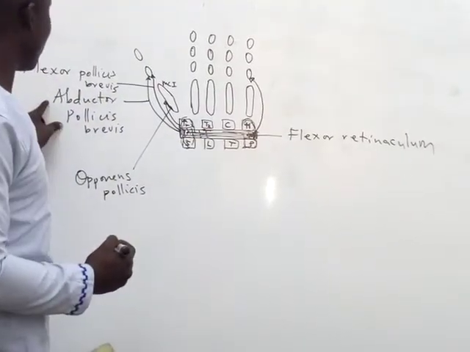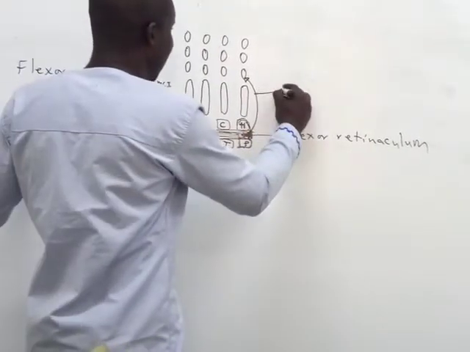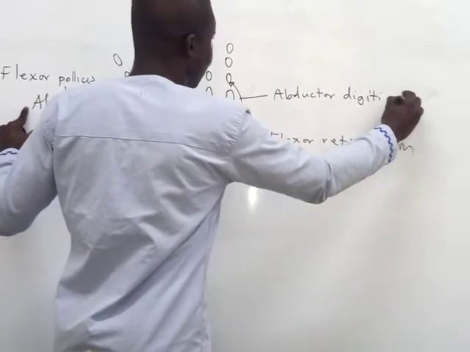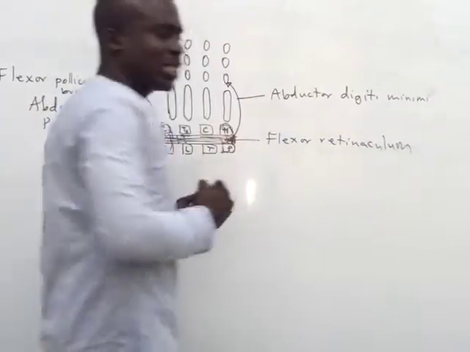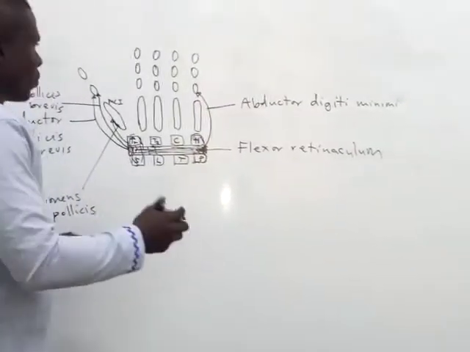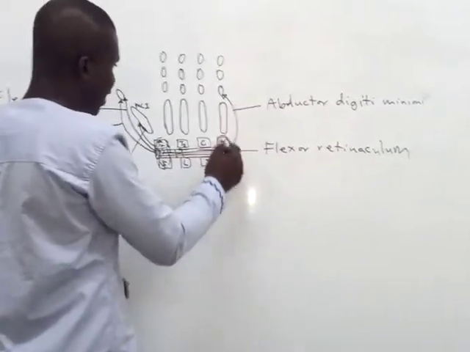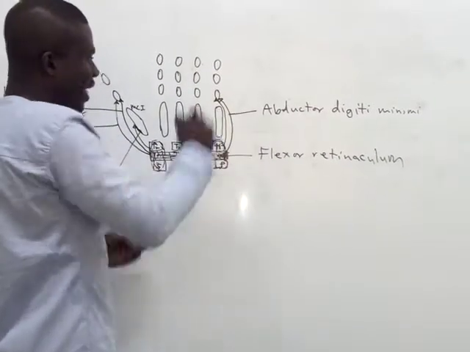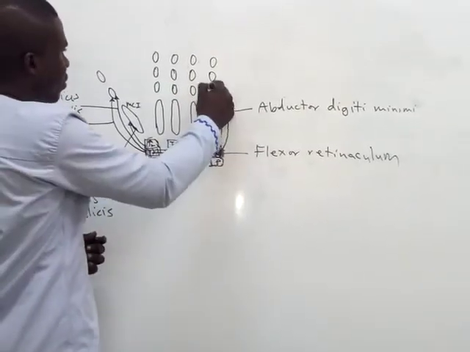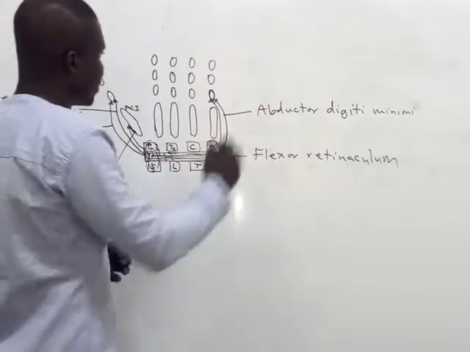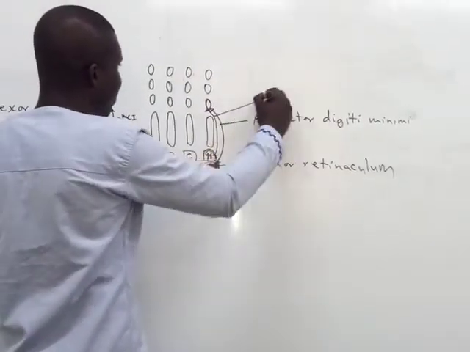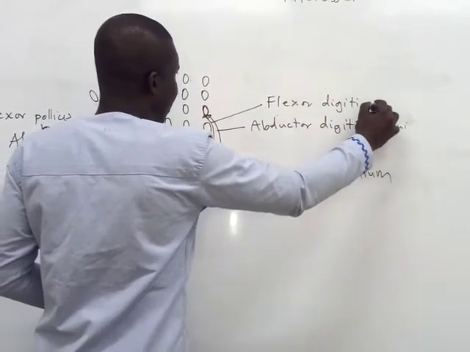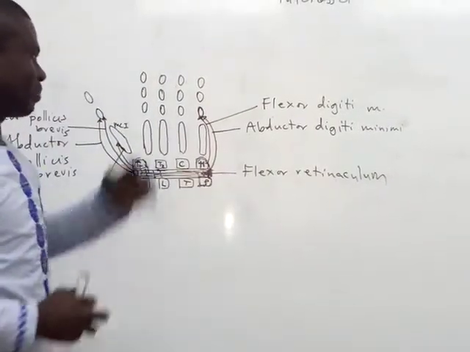Okay, so we are going to have what we call abductor. Abductor, take it away. So abductor digiti minimi muscle here. From almost the same origin, just this area, hamate, those things. This time around, inserted on the medial aspect of the base of the first phalanx of the little finger. That one is known as flexor digiti minimi. Flexor digiti minimi.